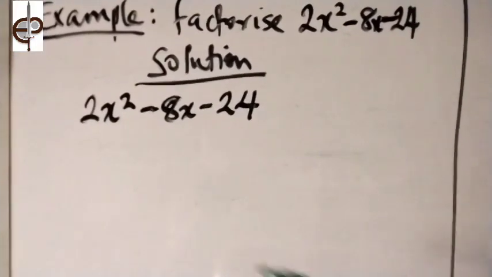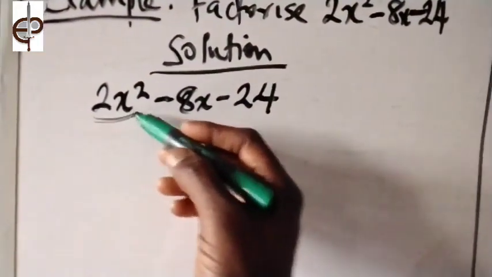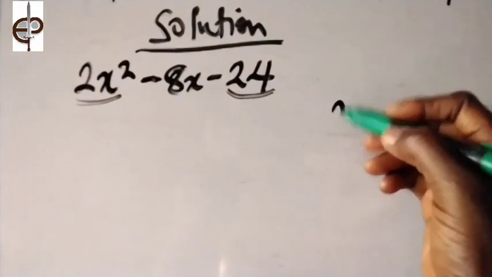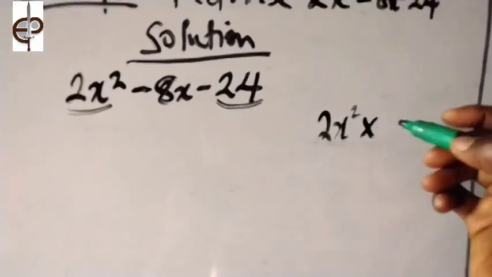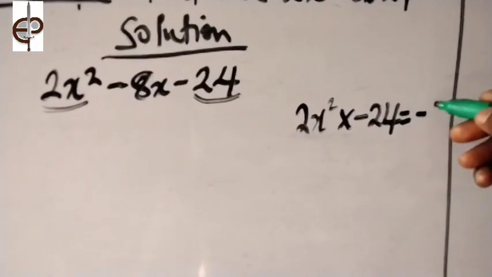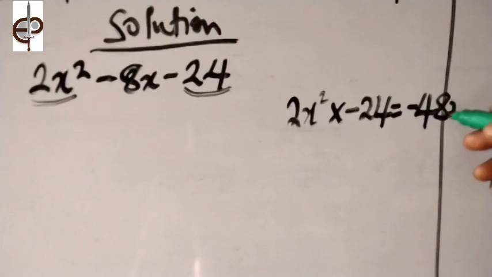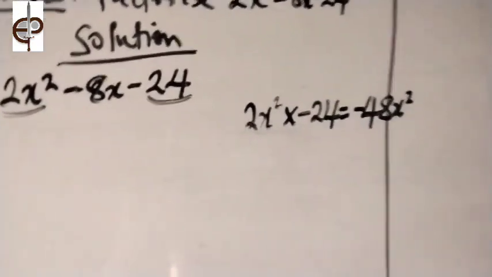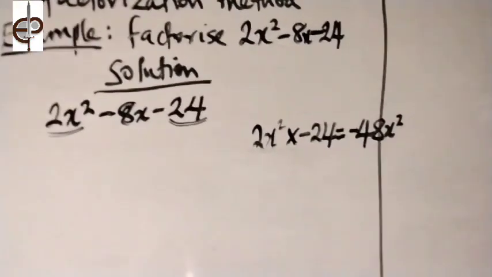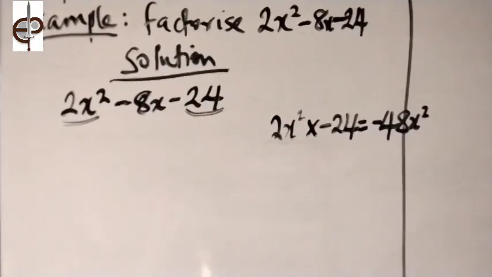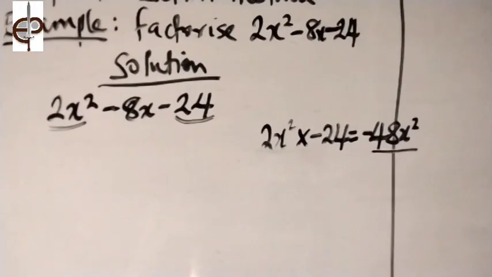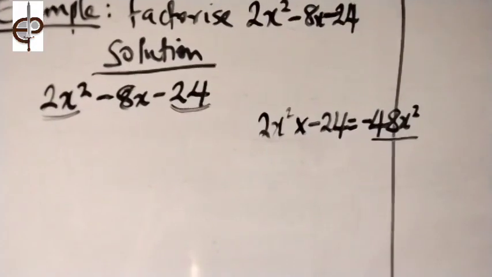Step number 1, we're going to multiply this first term and this third term, and then that will be 2x squared times minus 24, which will give us minus 48x squared. That's step 1. Step 2 is to look for two terms that when multiplied together will give us minus 48x squared. And then there are different terms that can do that.